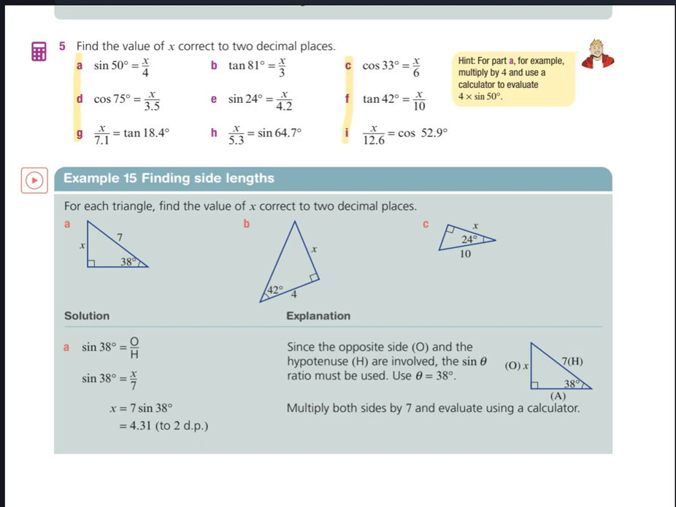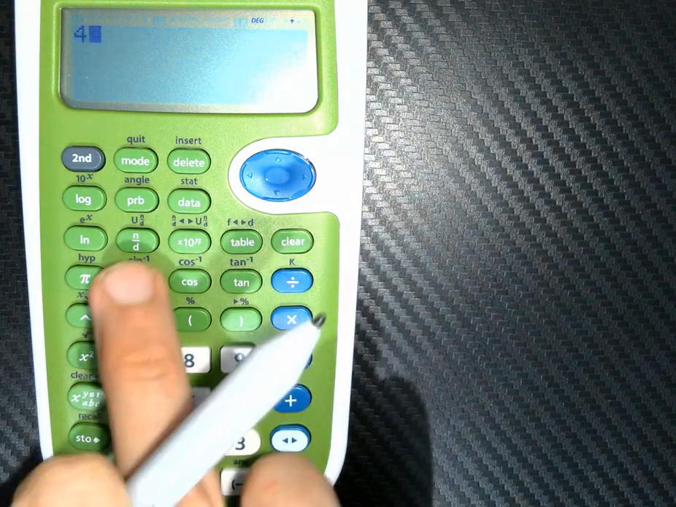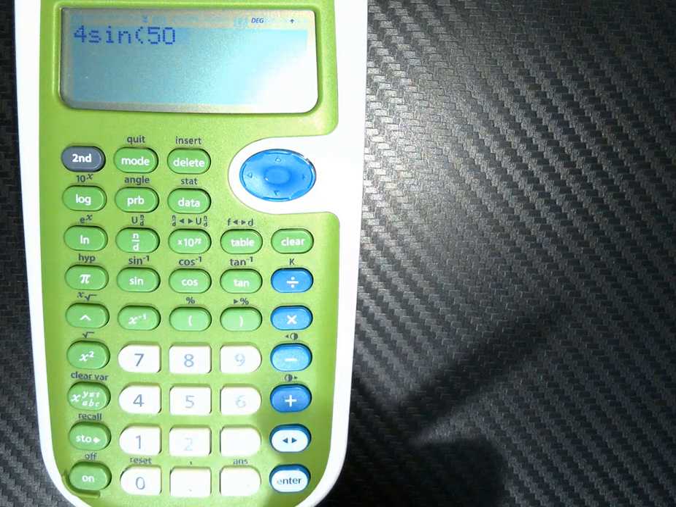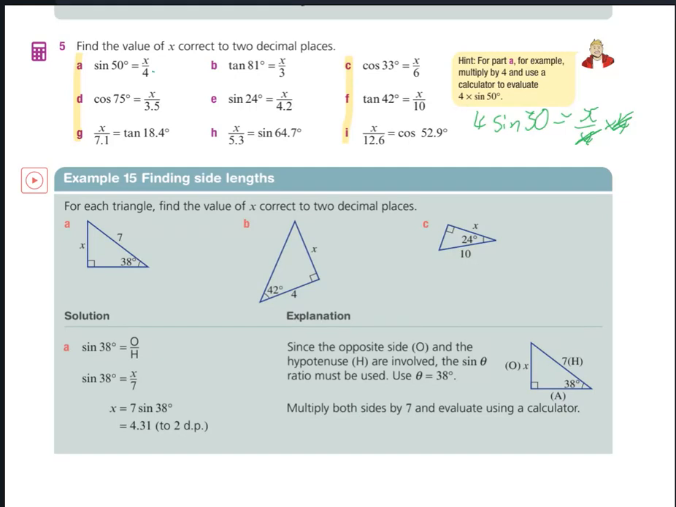Okay, so for the first one, like I said, you go from sine 50 equals x over 4. You multiply both sides by 4, you end up getting 4 sine 50 equals x over 4 times 4. They cancel each other out. So then you just get 4 sine 50 equals x. So in my calculator, I put in 4 sine 50, nothing else. Enter. 3.06. Do I want 2 decimal places? I do. That is my answer.